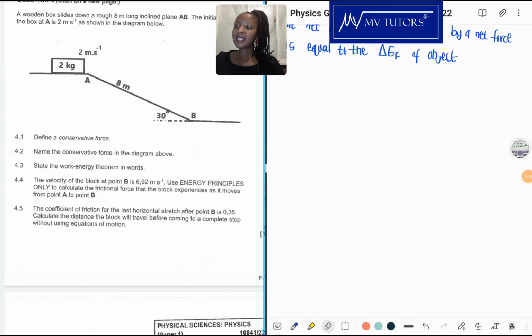Okay, 4.4. The velocity of the block at point B is 6.92 meters per second. Use energy principles only to calculate the frictional force that the block experiences as it moves from point A to B. We've spoken about conservative forces, and I've made an example about a non-conservative force. When you move from A to B, where there is friction, which depends on the path taken, we are dealing with a non-conservative force. So to calculate the frictional force, you will have to use the non-conservative force formula.